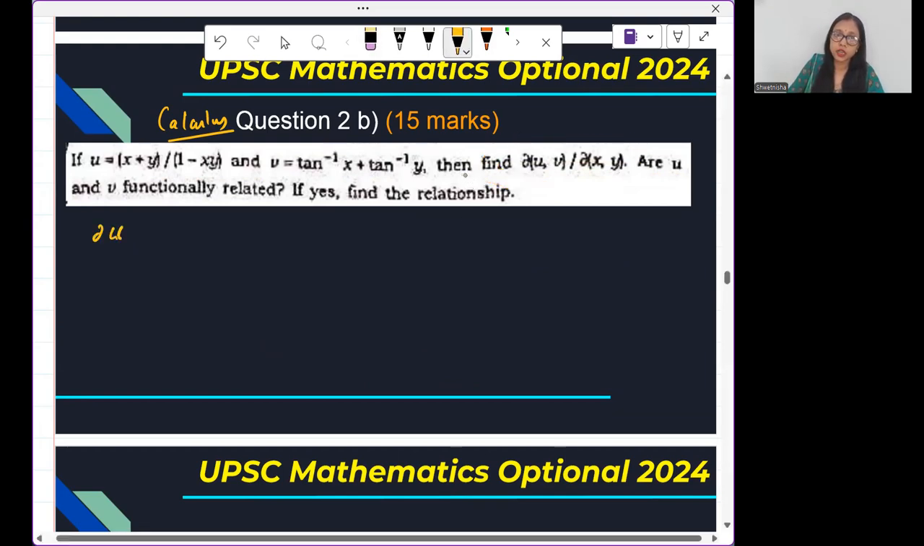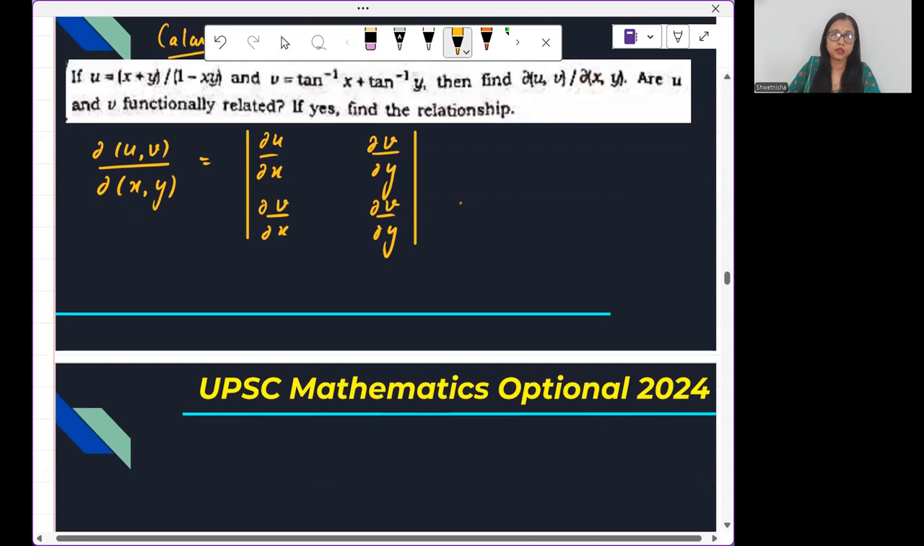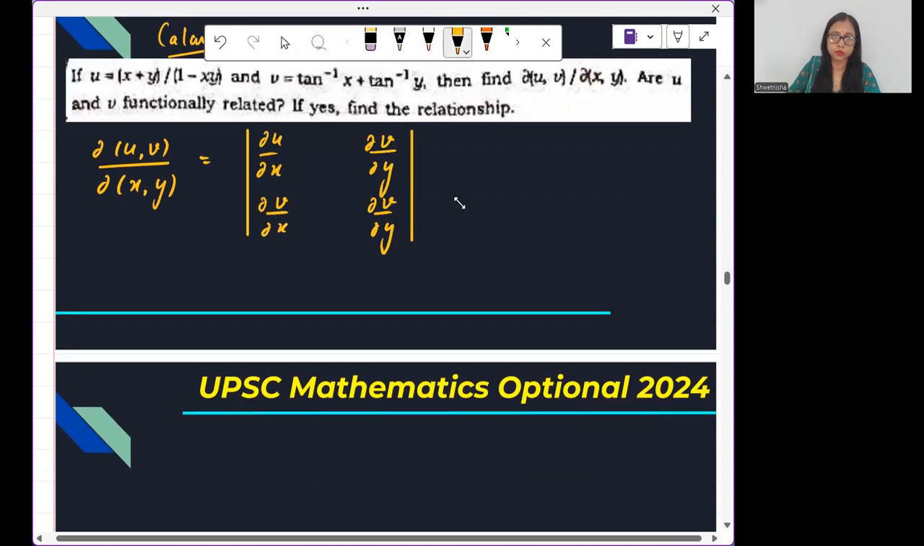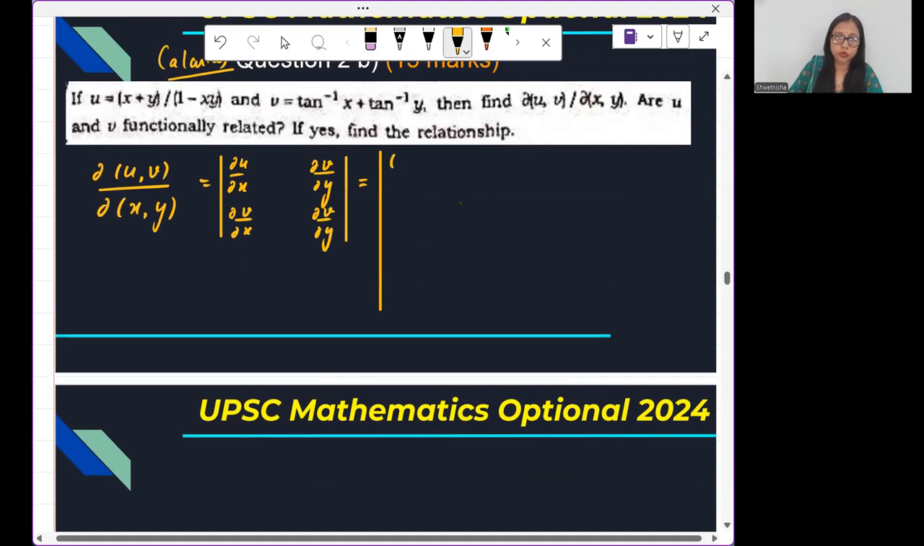Let's find it. Del U comma V divided by del X comma Y. That is defined as the determinant: del U by del X, del U by del Y, del V by del X, and del V by del Y. That is equals to del U by del X. With respect to X, it is going to be 1 minus xy, 1 minus x plus y minus y divided by 1 minus xy whole square.